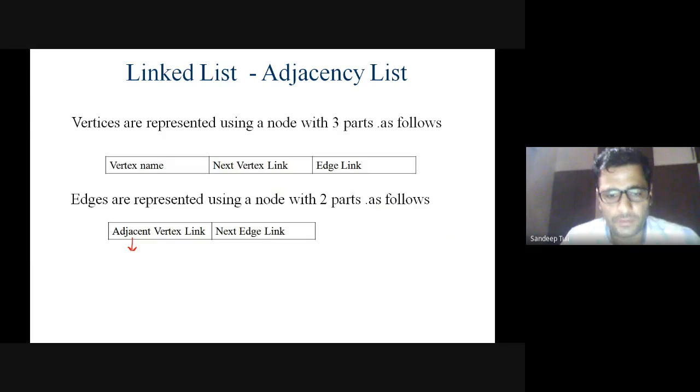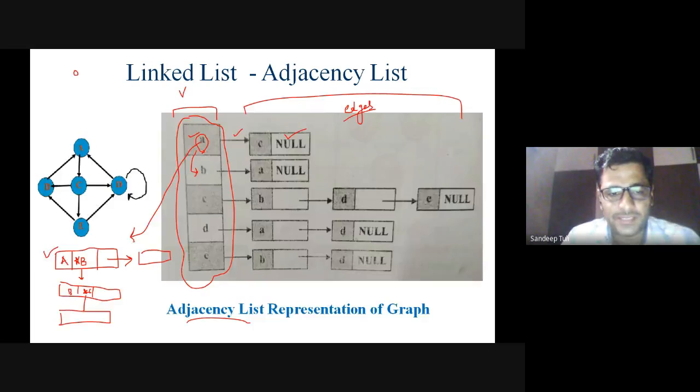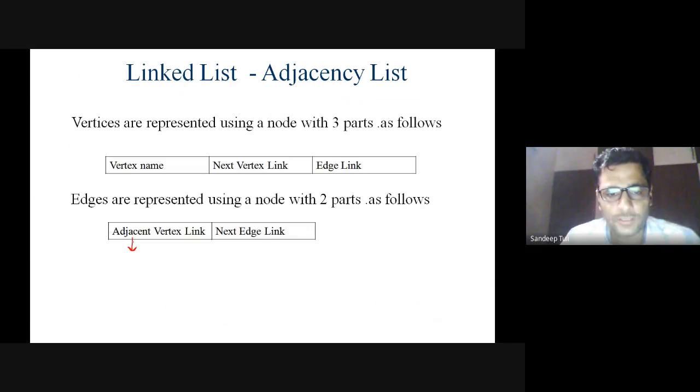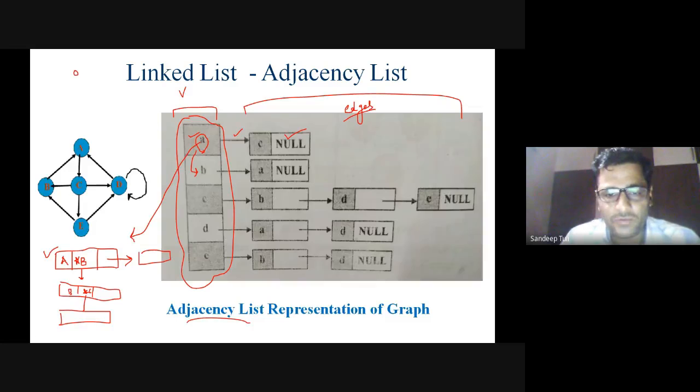But if I have multiple adjacents, like in the case of C, it could be B or E also. Any of the three can be there. So the adjacent vertex will be here, and the next vertex is different. Now here is the next edge link. So in this we will have a next edge.